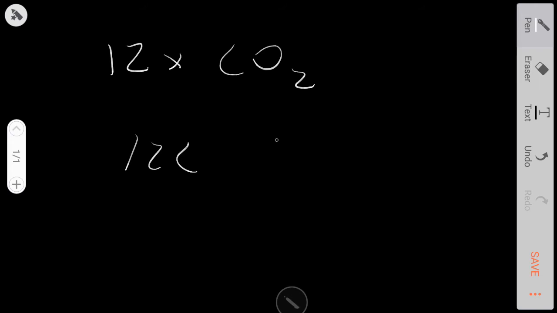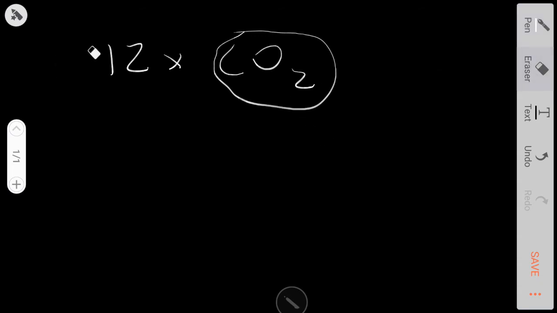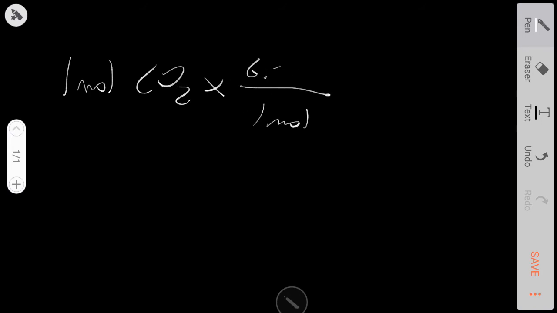How many oxygen do I have? You'd tell me 24 oxygen, because I have 2 for each molecule of carbon dioxide. The same principle is going to apply here. If I had a dozen carbon dioxide, I would have 12 carbons. Here I'm telling you I have 1 mole of CO2. How many carbon atoms do I have? Immediately you should say the answer is D. But in case you don't see it, it's 1 mole of CO2 times, in 1 mole, I have 6.022 times 10 to the 23 molecules.